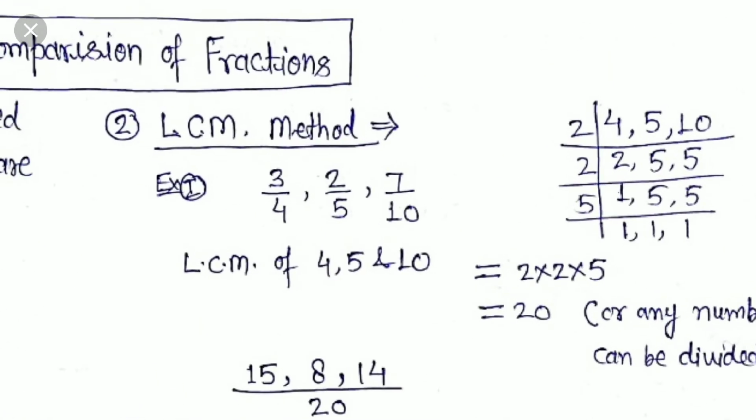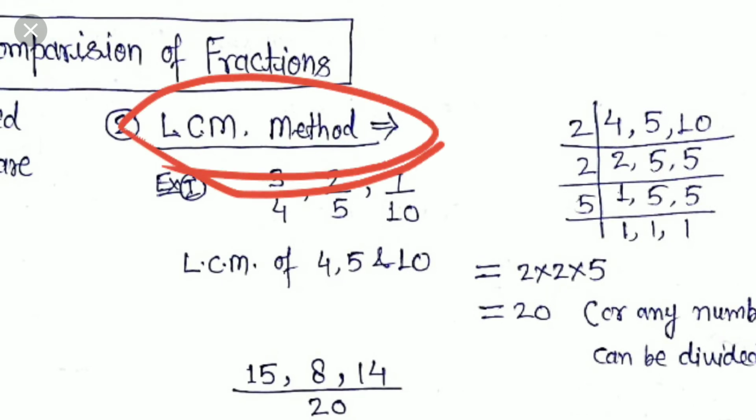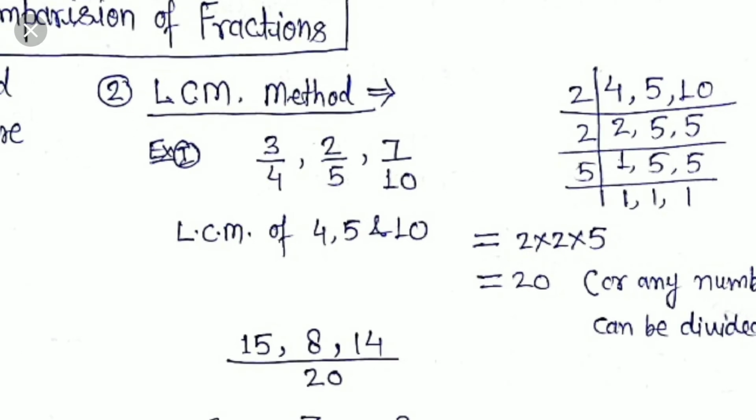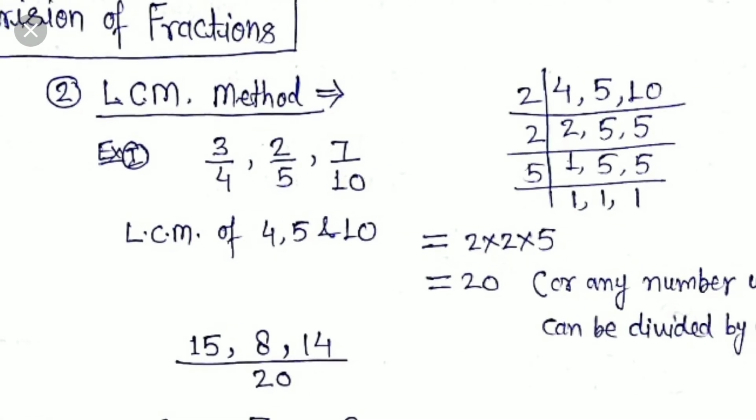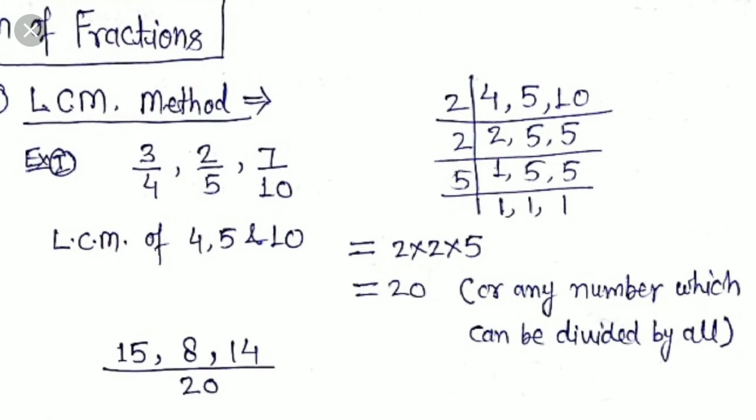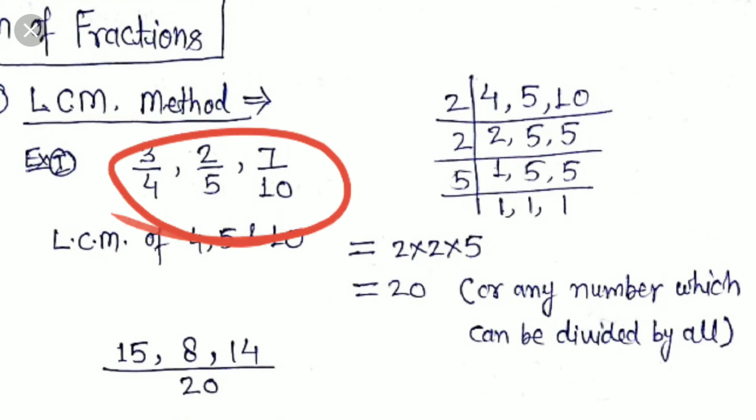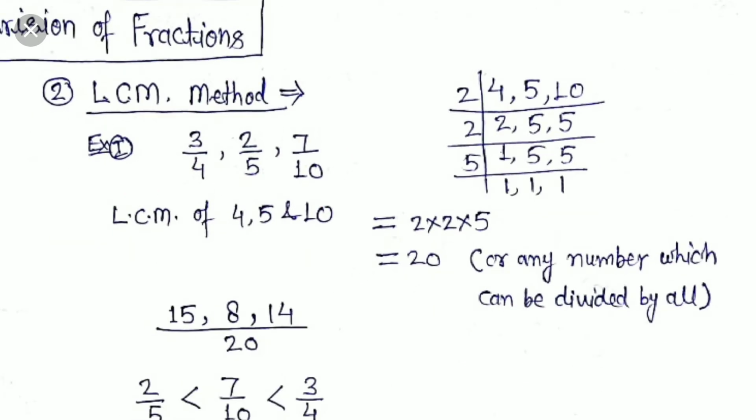Now the second method is the LCM method, that is, the least common multiple method. Let's see an example and discuss. There are 3 by 4, 2 by 5 and 7 by 10. These are the three fractions we want to compare. Take the LCM of their denominators, that is, the LCM of 4, 5 and 10. Divide by 2: 2 2s are 4, 2 5s are 10. Then again by 2: 2 1s are 2. Then by 5. So the LCM is 2 into 2 into 5, that is 20.